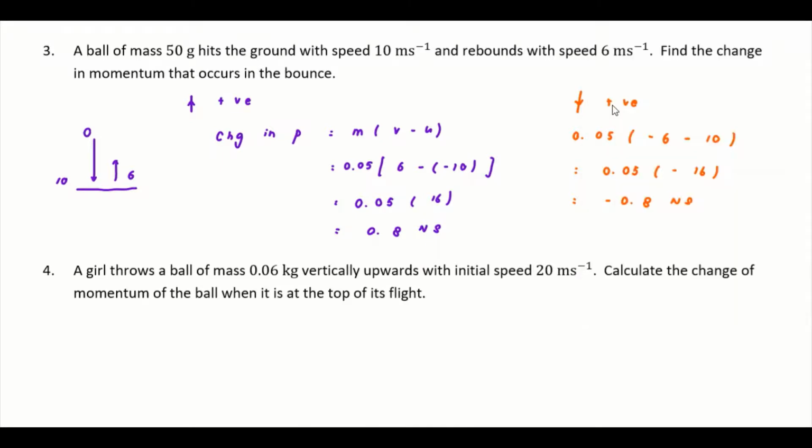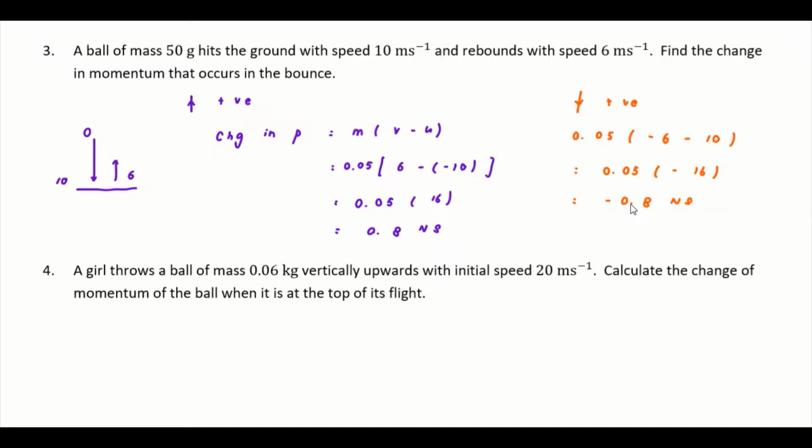So the magnitude of the change in momentum is the same, which is 0.8, but these two things indicate different things. The first one is going up as positive, which means there's a gain in your momentum because this is positive. If this is negative, it means there's a loss in your momentum. So that's the idea of how you are going to look at it.